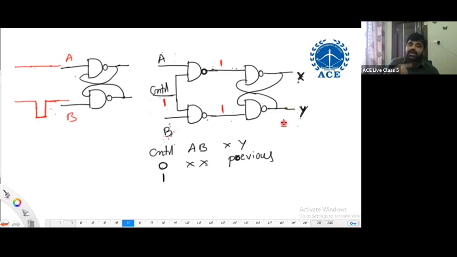Try to understand correctly. When can we modify the contents of the memory element? When control is at logic 1 only. When logic 1 is applied here, the circuit is enabled for A B. Now A B can be written anywhere. Let me say one by one, A B 0, 0.